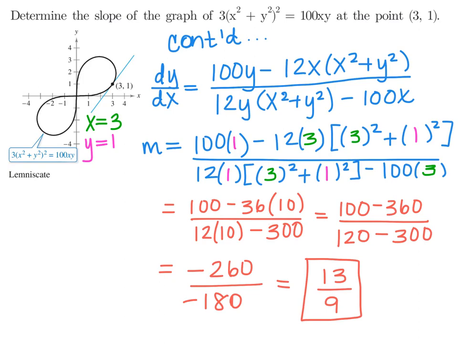So what we do from here is we take our equation, which does not have to be pretty, and we plug in 3 for x and 1 for y, and you simplify it all down, and the slope of this tangent line right here at (3, 1) is going to be 13 over 9.